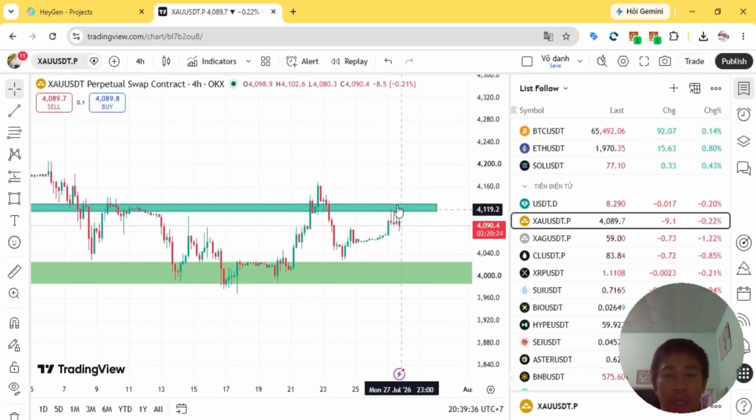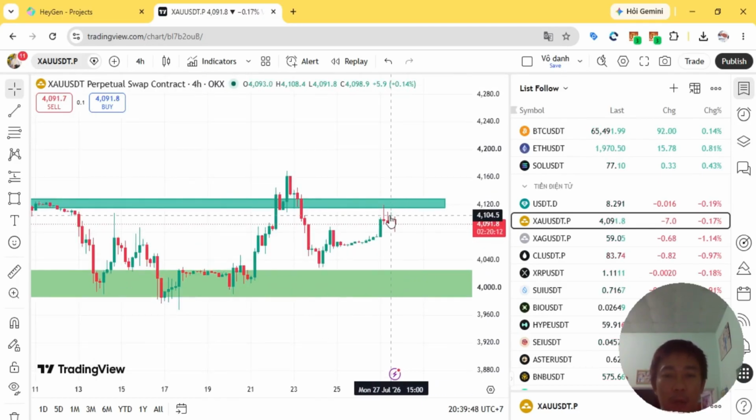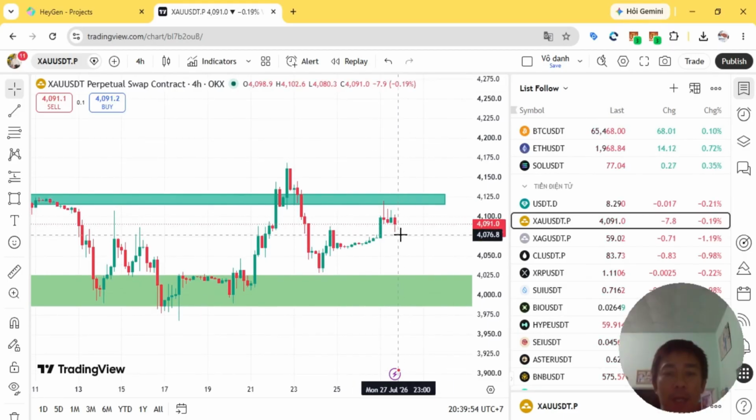So the probability is high that it will come back to retest this lower area. At this point, if the current H4 candle closes as a bearish candle, then we will open a short position on gold at the entry point of 4,100 to 4,120.